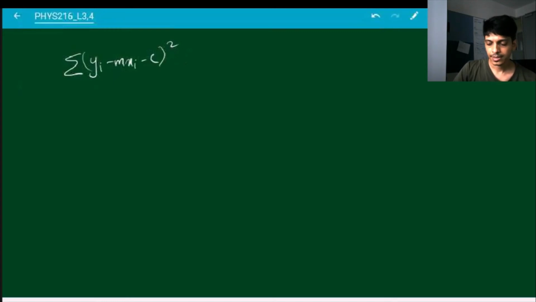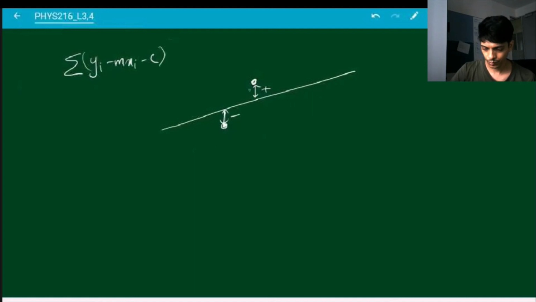The reason is that suppose here is a straight line, and suppose you have 2 points. One is below it and one is above it. If you just take the difference between these two, here yi minus m xi minus c is positive, and here it is negative because this is above and this is below. So if I just took the sum of the error like this without the square, the two errors will cancel out. So basically you will be saying that this is a very good line for these 2 points. But that's not really true. For these 2 points, the best fit line would be something like this.